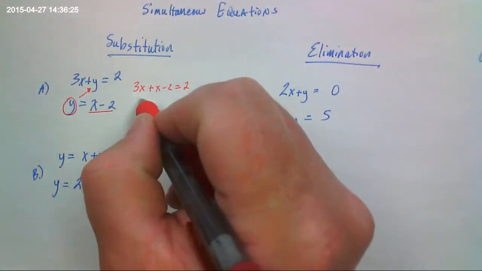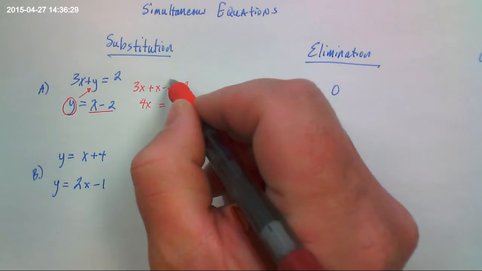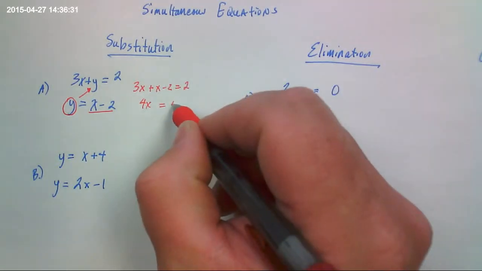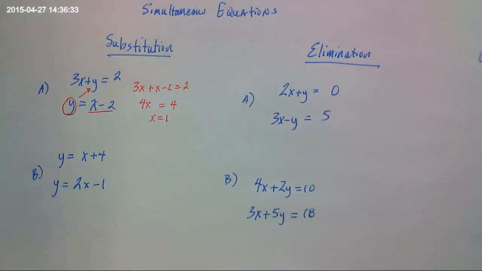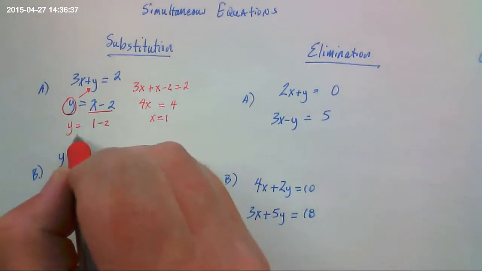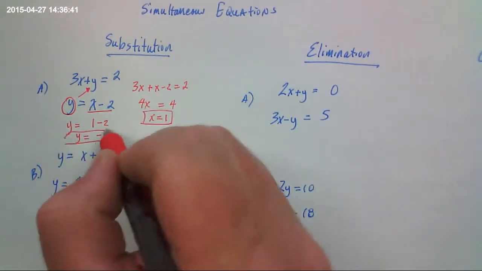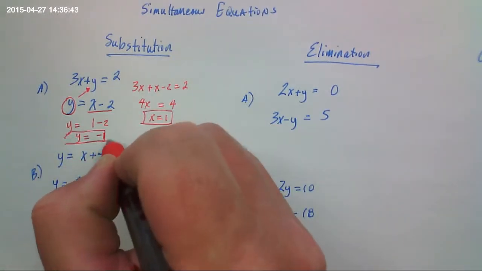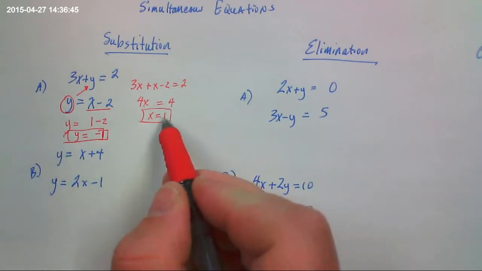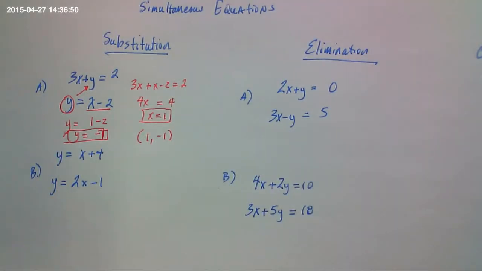Do some solving here. So 3x plus x is 4x. Add 2 to both sides. Negative 2 plus 2 is 0, and that would be 4, so x is 1. Since x is 1, I can just plug that in right here, and I see that y equals negative 1. Now, on a Cambridge exam, your answers are separated like this, but often in the United States, you're asked to write your answers as an ordered pair. But it doesn't matter, the information is the same.